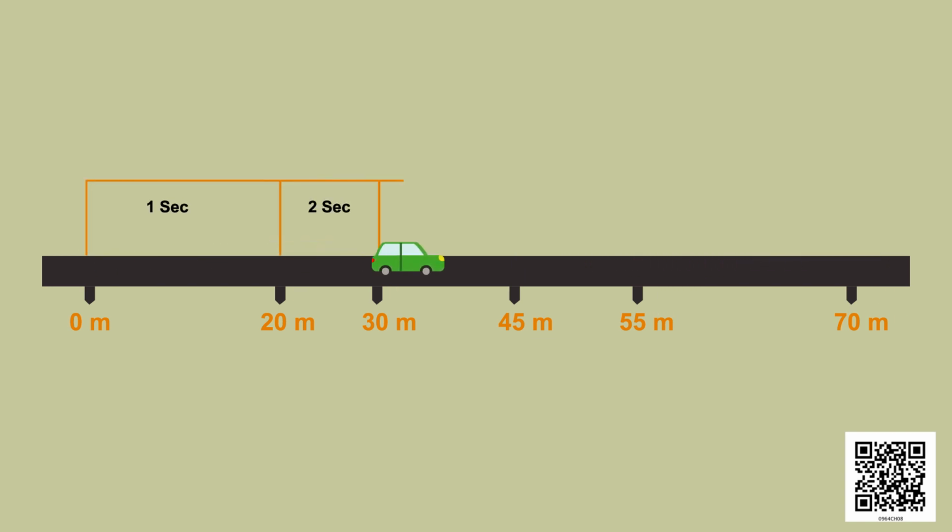Now you see the toy car moves. Whenever it moves from 0 centimeter to 20 centimeter, the time taken by the toy car is 1 second. It is mentioned on the top. Then whenever it is moving from 20 centimeter to 30 centimeter, the time taken is 2 seconds. And whenever the toy car moves from 30 centimeter to 45 centimeter, the time taken is 3 seconds. And then it will take 4 seconds whenever it moves from 45 centimeter to 55 centimeter on the linear path.